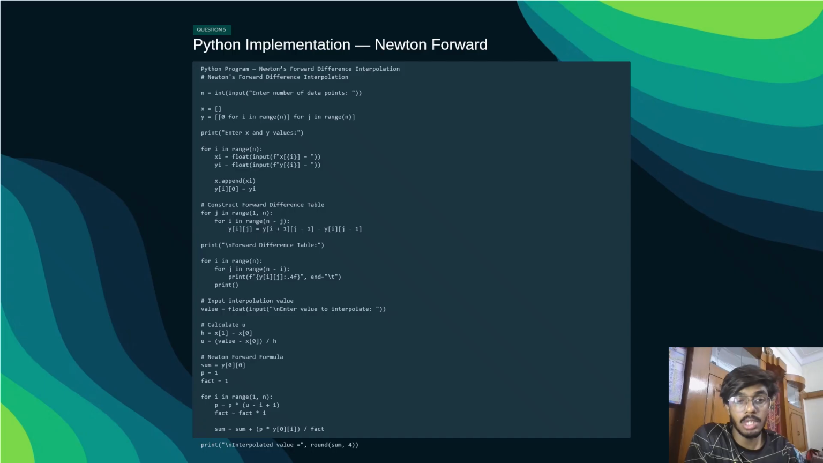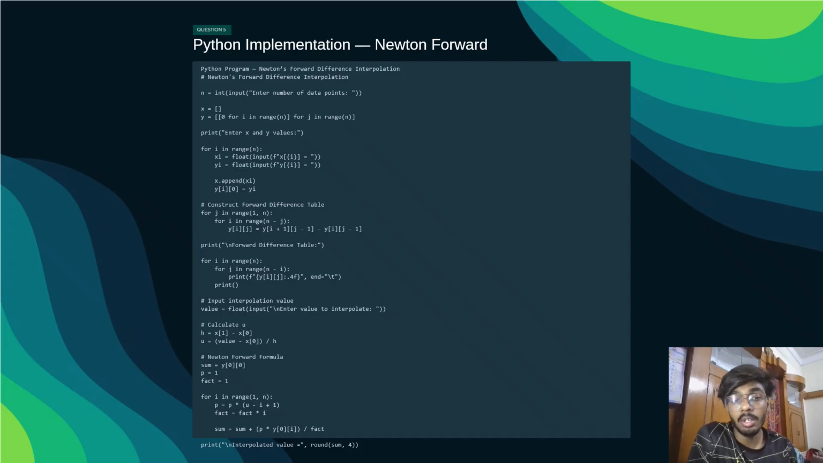To construct a forward reference table, we use the loop for j in range 1 to n. We exclude 0 because we always start from the first position, second minus first, and we use another loop inside the loop for I in range n minus j to compute it with the limit of j. Yij is equal to Y of I plus 1, j minus 1 minus Y of I, j minus 1. By this we end up getting all the values of the forward reference table, and we print it on the screen.